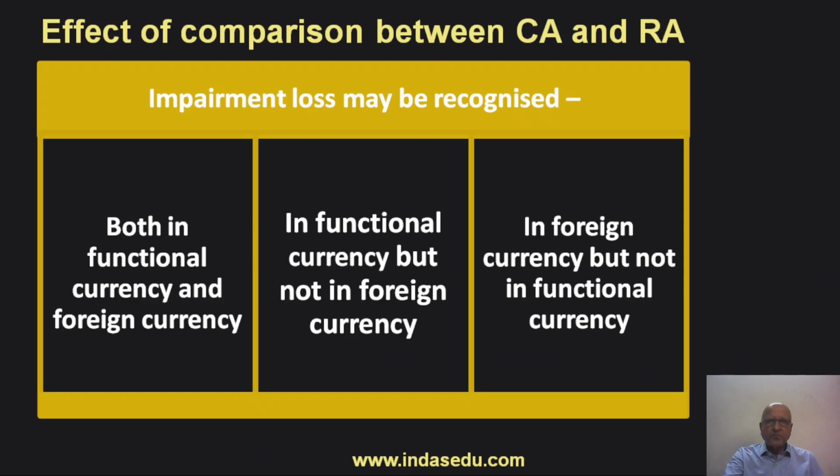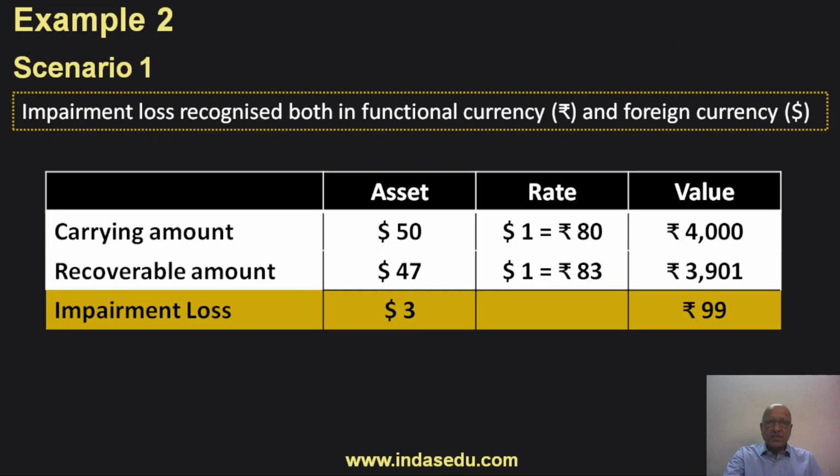Next, effect of comparison between carrying amount and recoverable amount. Impairment loss may be recognized both in functional currency and foreign currency. It can be recognized in functional currency but not in foreign currency, or it could be recognized in foreign currency but not in functional currency. We take examples for all these three scenarios.